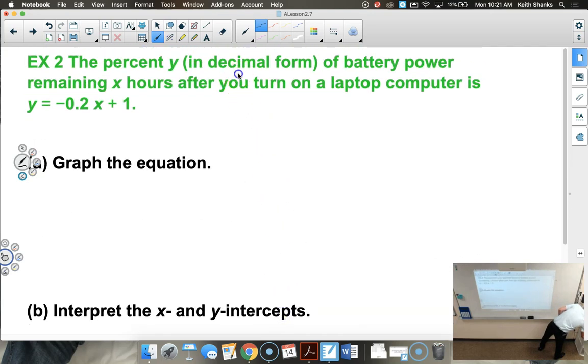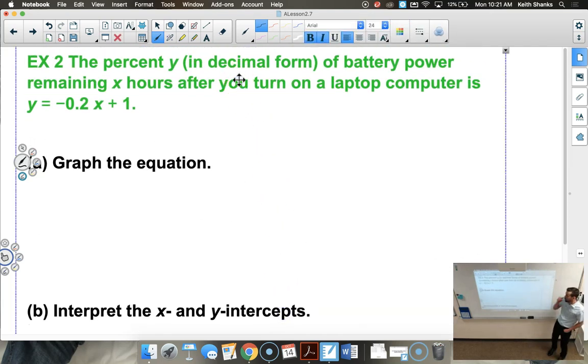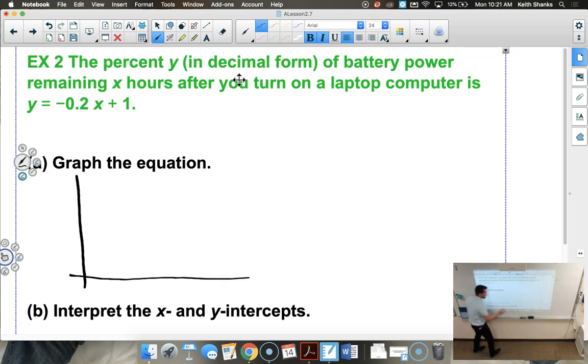When you get to these word problems, you need to be thinking through what does everything mean as you start doing it. Okay? So, first off, they ask us to graph, so let's graph. And I'm thinking through this right away. I'm going to label this.